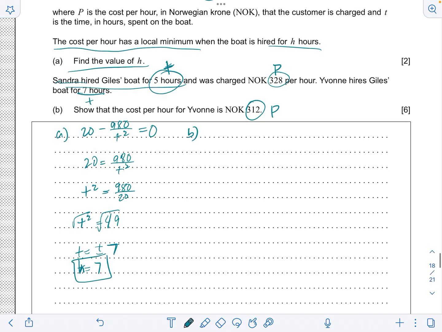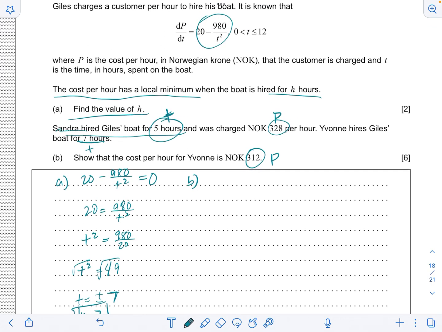Okay, so in order to find values of p, we need to take the integral of dp dt. This is what we're doing. So the integral of 20 minus 980 over t squared dt. I like to rewrite this as the integral of 20 minus 980 t to the negative 2 dt.